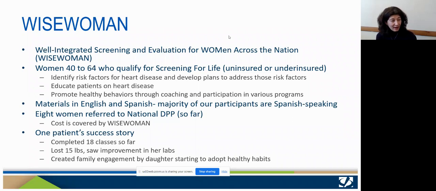It also connects them with a health coach, which I think has been one of the biggest advantages of the program for our patients. This health coach helps to educate them on heart disease and also helps to promote healthy behaviors through the coaching and through enabling participation in various healthy behavior support programs. The coach helps them figure out which one makes the most sense for them, helps them get enrolled, and then really helps to give them support as they're doing it, which helps them stick to it. The materials and the coaching are available in English and in Spanish, which is great. The majority of our participants have been Spanish speaking. So far through the Wise Women program, we've referred 8 women to the national DPP.